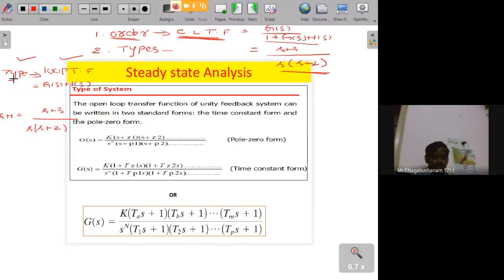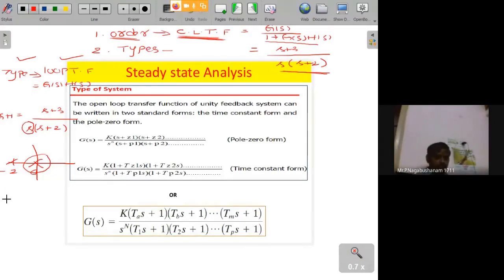So what does type number mean? Type is different from order. Type number means the number of poles at origin. Check it: if you draw the pole zero plot for this one, equate the denominator to 0, s equal to 0, s equal to minus 2. These are the poles. But the number of poles at origin is nothing but the type number. So it is a type 1 system.